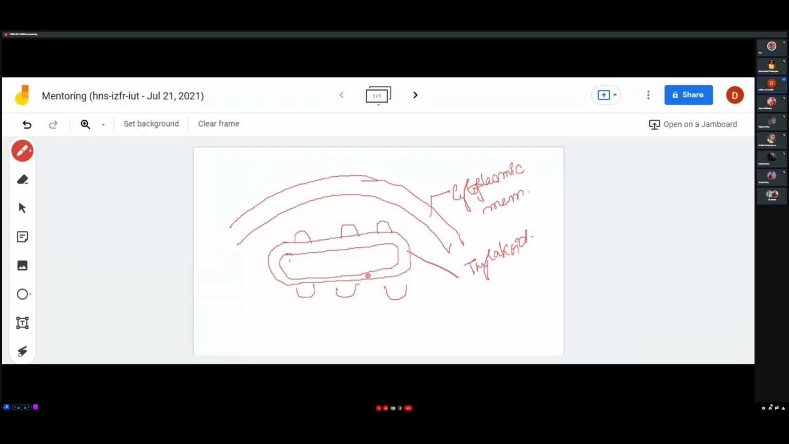Now within the thylakoid, these are the reaction center. This is known as phycobilisome. And these phycobilisomes are present facing the cytoplasm.